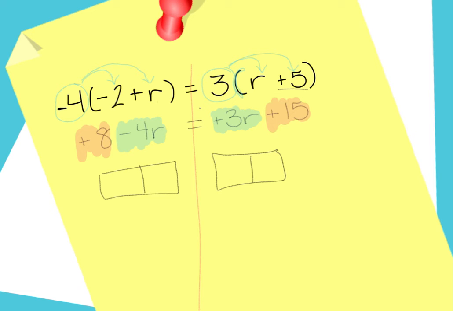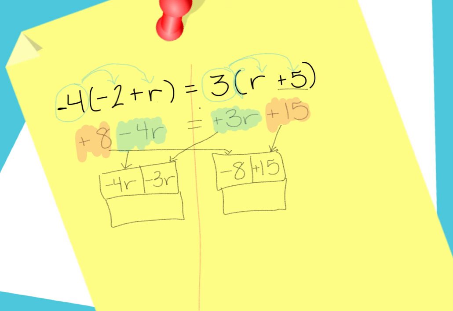Okay, this one I'm going to do a little bit different just for convenience purposes. So my negative 4r, I'm going to put in the first box. The positive 3r crosses the line, so it becomes negative 3r or minus 3r. I only did that so my arrows don't get too confusing. Positive 15 will go in the right side, and then my positive 8 crosses the line, so it becomes negative 8. Make sure that we are adding and subtracting correctly.